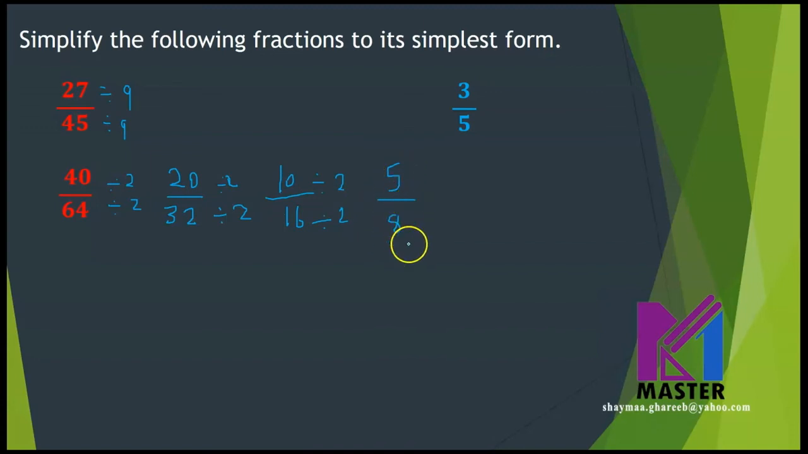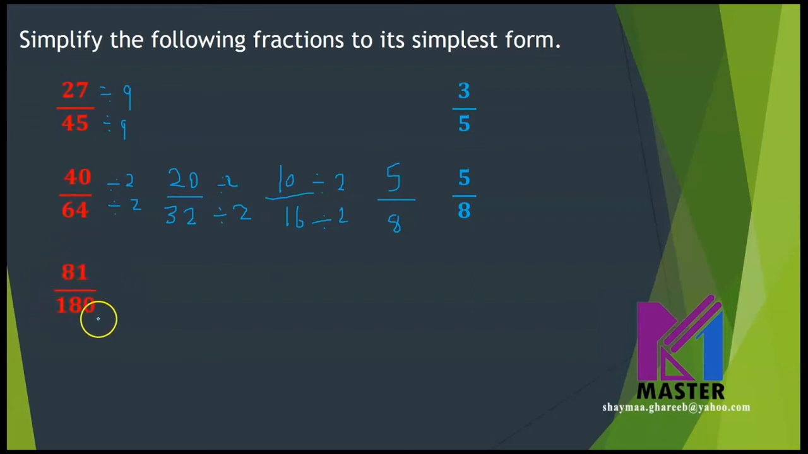Can I do any more division? No, so this will be my simplest form. Look how many steps I did to get the simplest form. I can get the simplest form from the beginning if I divided up and down by 8. 40 divided by 8 equals 5. 64 divided by 8 equals 8.